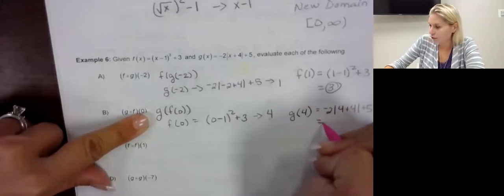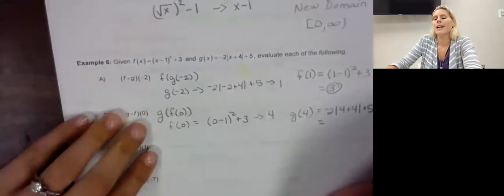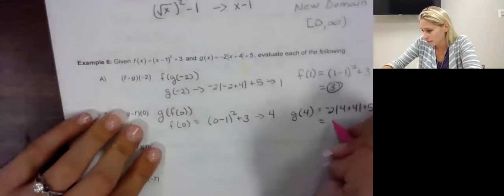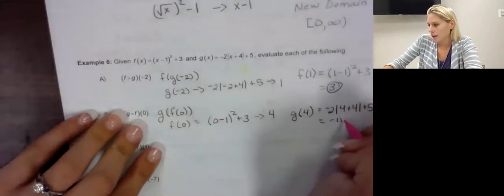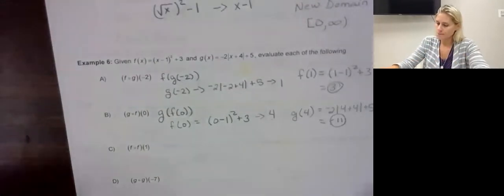So 4 plus 4 is 8. Absolute value of 8 is 8. 8 times -2 is -16. -16 plus 5 is -11. If you have to use your calculator, go for it.